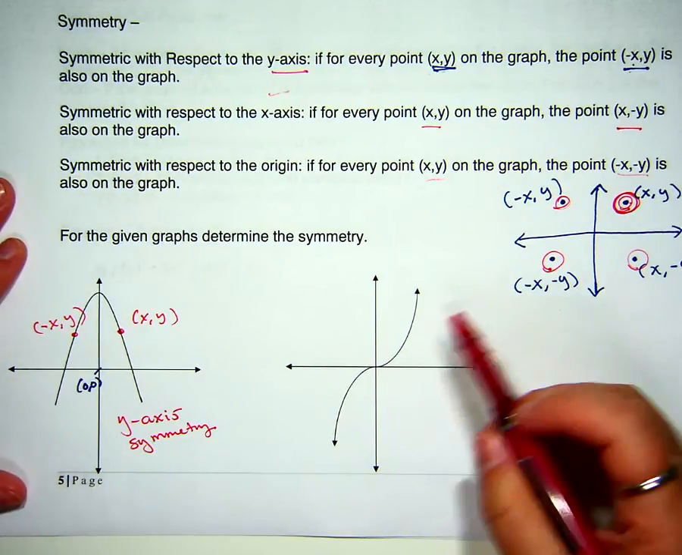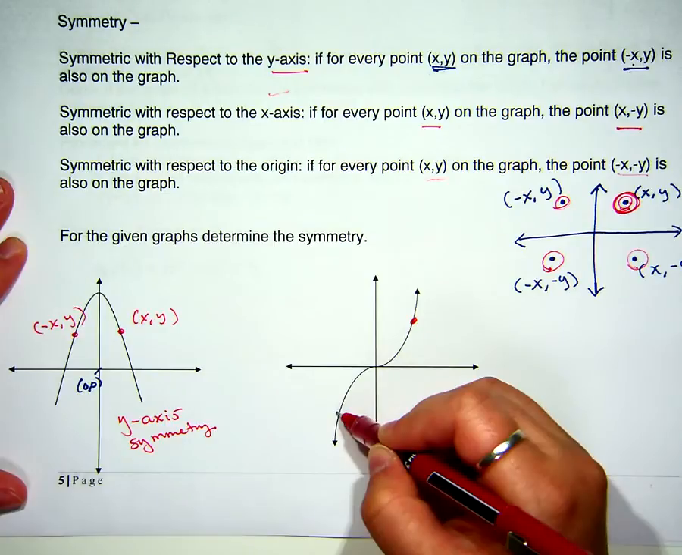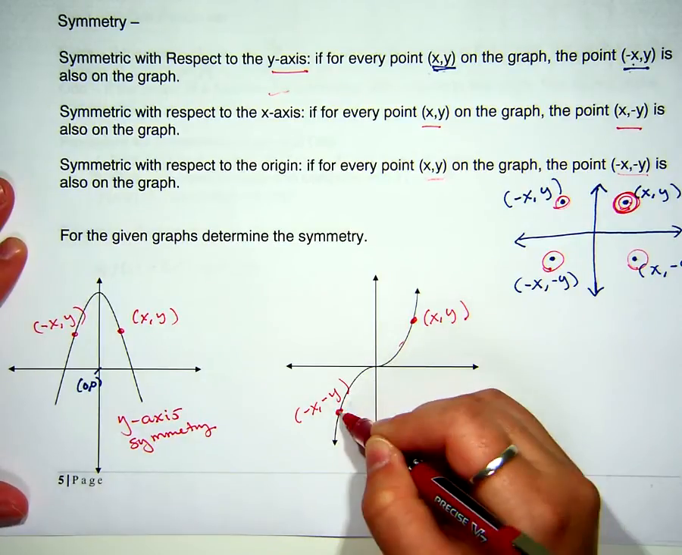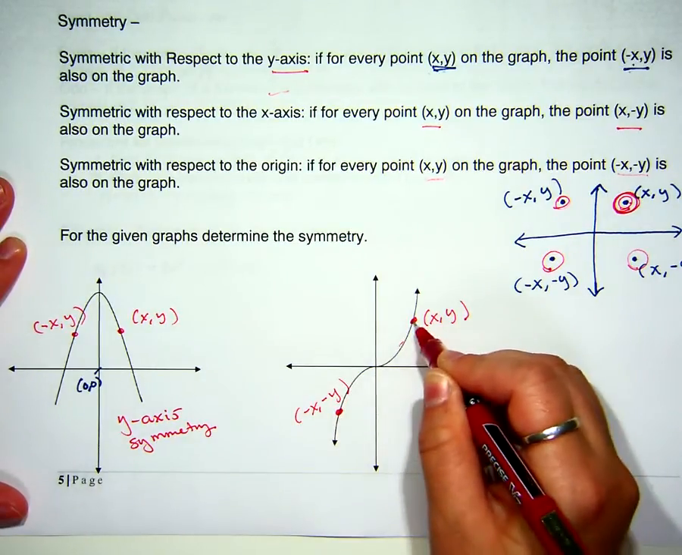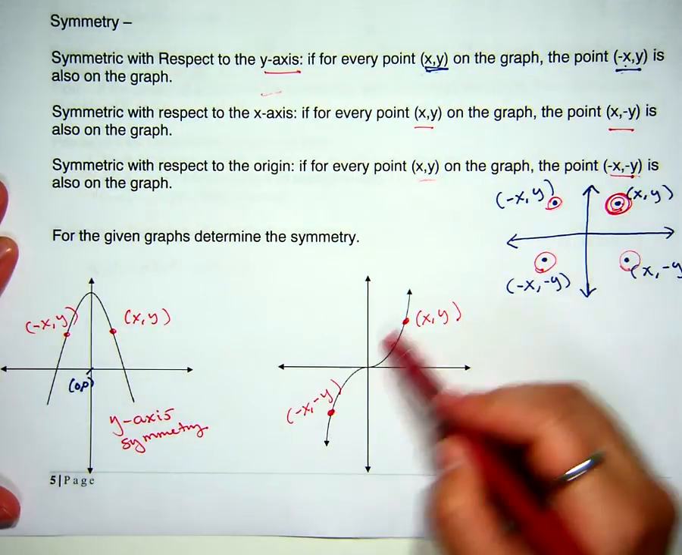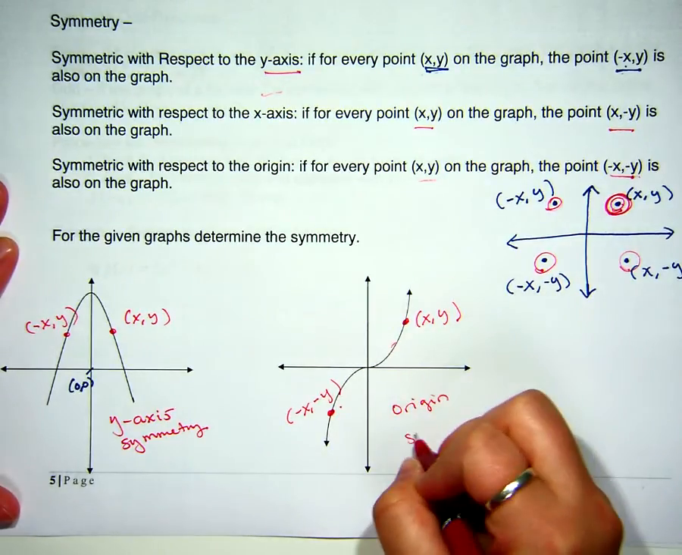Let's look at another one. Here I have a point here, which is opposite over here. This is the point (x, y). This is the point (negative x, negative y). I'm opposite what's looking to be the origin. Let's check that definition. Positive x, positive y, negative x, negative y. That's what I have. Therefore, this is origin symmetry. Okay?